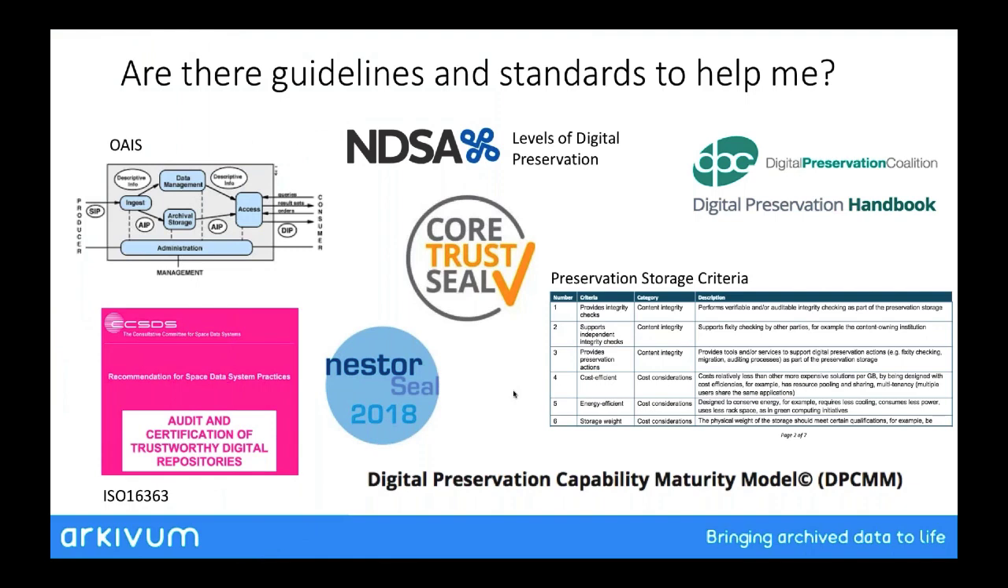So, given that's the problem that we're trying to solve, are there any guidelines or solutions out there that help get started? So tell you what do you need to do? Well, the good news is the answer to that is yes. These are just some of the sources of information on how to tackle the problem of long-term storage and access to research data. And I'll talk through a couple of these in the next few slides.